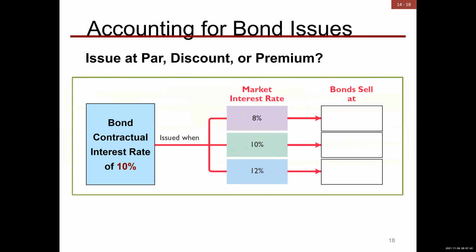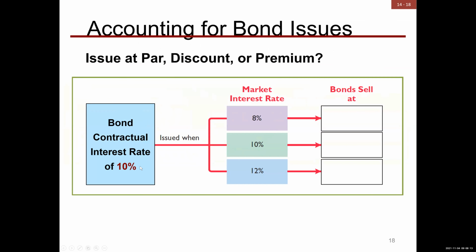I really like this slide. All right, now, and this would be like a test question, and you're going to get it when you study and prepare for it. But if your contractual rate of the bond, that's what you're paying on your bond, is 10%, but in the open market they're only paying 8%, what are you going to sell that bond at? At par, which is the face value, at a discount, or a premium?